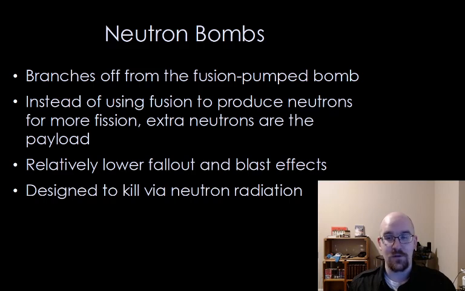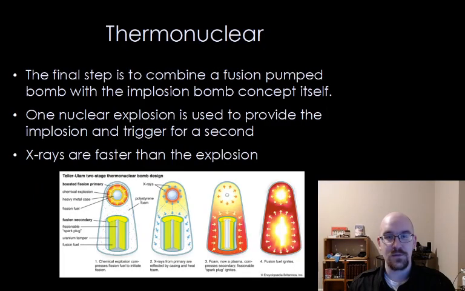Related to this, a sort of branch evolution, is the neutron bomb. This uses a similar process of using a fission bomb to trigger lots of fusion, but instead of using those neutrons to boost fission, it uses them as the intended end goal, creating a large burst of neutron radiation that is the primary focus instead of the nuclear blast and fallout. This reduces the fallout and blast effects, and has potential applications, though there aren't many in use.